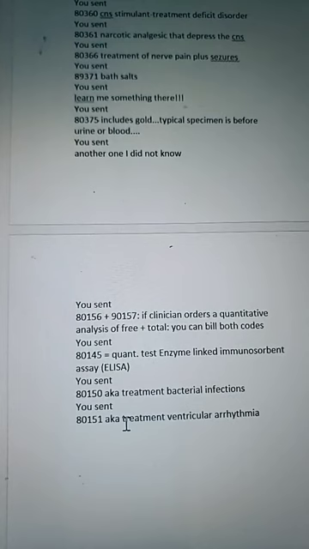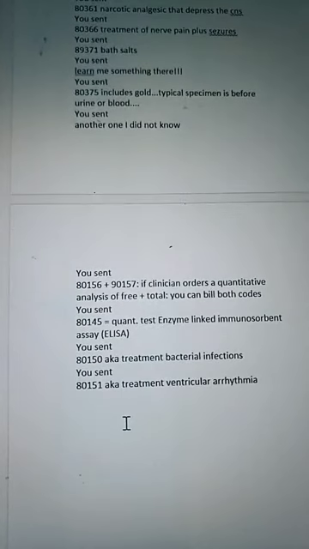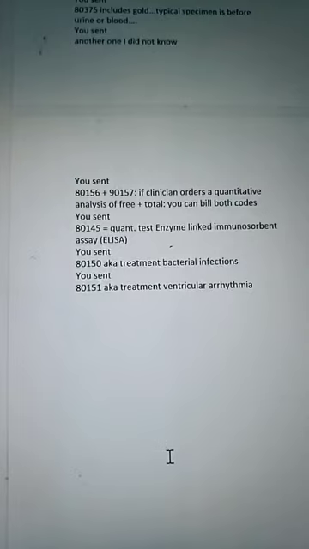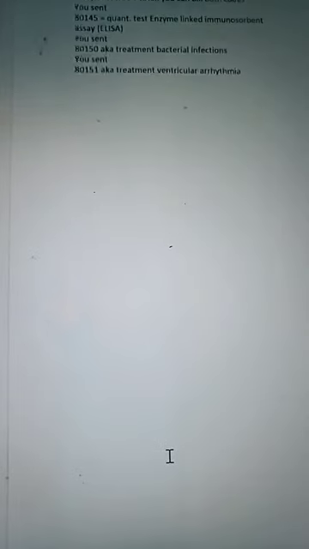Just a few more things that I shared in chat about certain CPT codes. Some of them are for bacterial infections. Some of them are for ventricular arrhythmia. Super cool information. Just all kinds of stuff they can get from your blood, urine, sputum, those kinds of things.